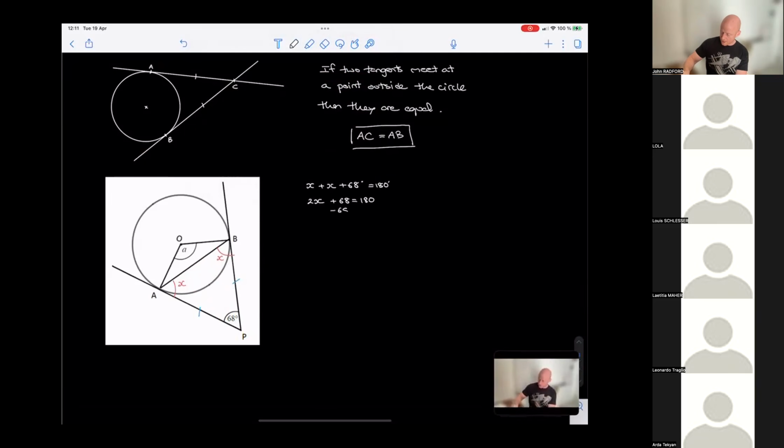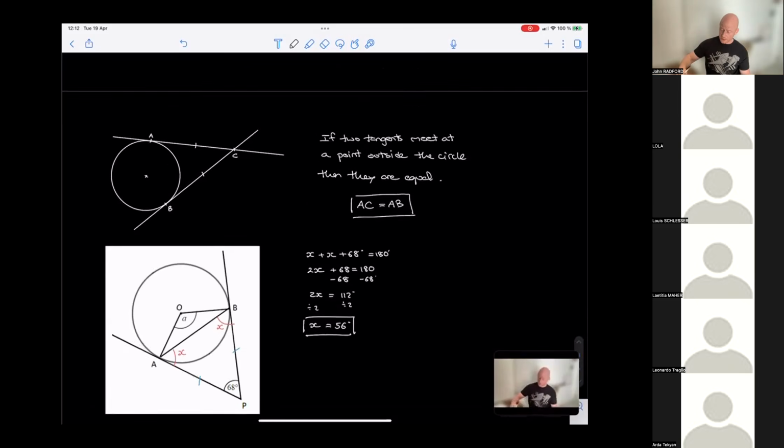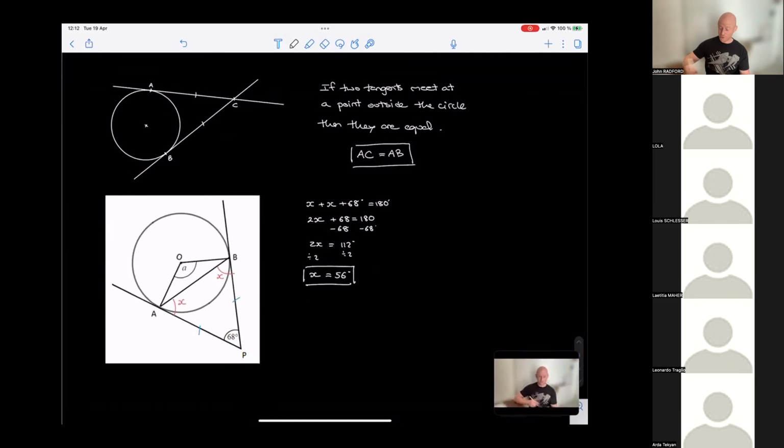I subtract 68 from both, sorry, didn't mean equal. I subtract 68 from both sides, which leads us to 2x equals 112. Okay. Now, if I divide both sides by 2, I have x equals 56 degrees. Done. Okay. Now notice that I was able to find that angle thanks to the theorem I just gave you, this tangent theorem, right? The two tangents are equal in length. That's what told me that this was an isosceles triangle, and that's what in turn allowed me to state that these two angles had to be equal.